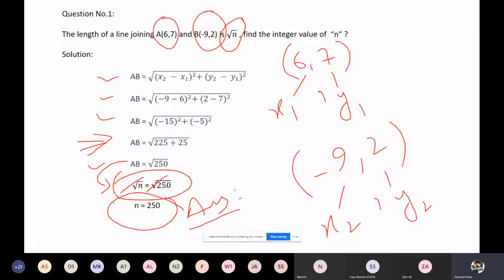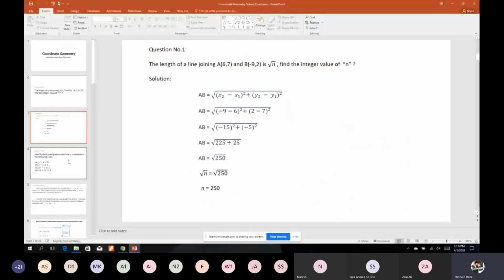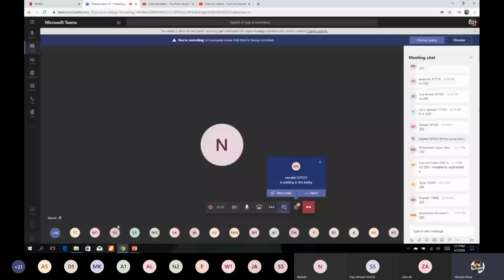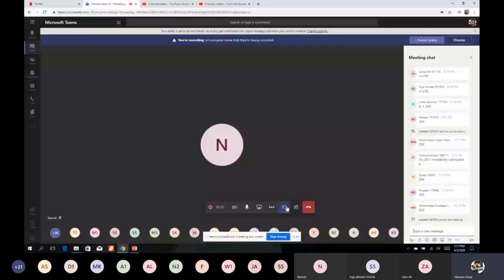Very good. Those who have solved it and shared your answers. Now, moving towards another question. Chalo. Mustajab Mustafa, I got your answers as well. Thank you, Shabash.